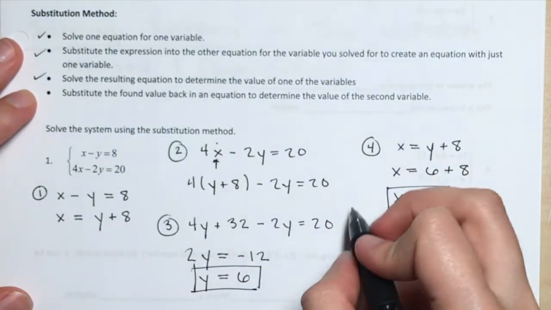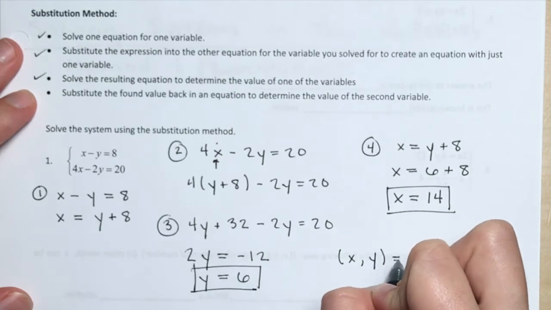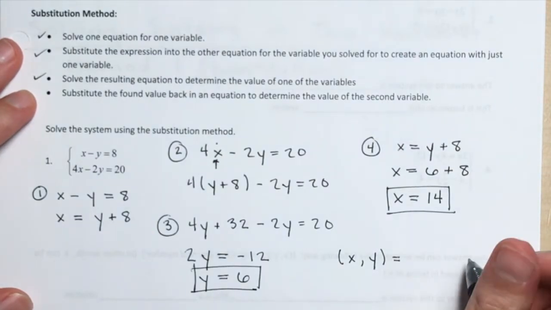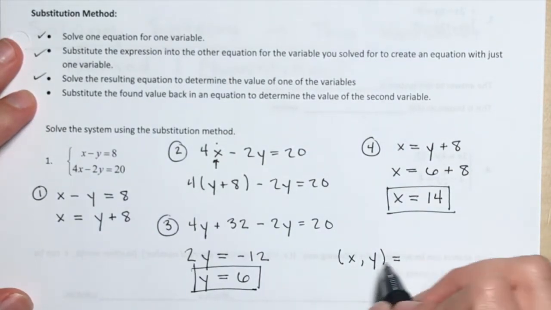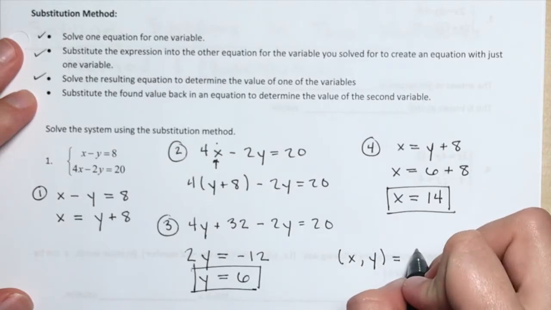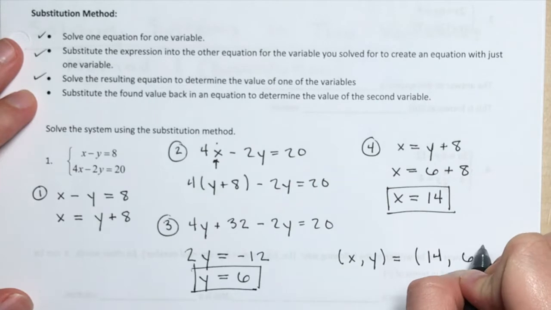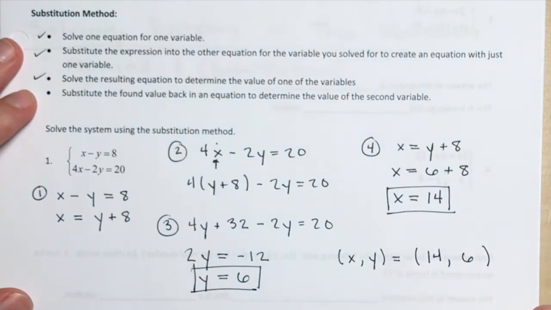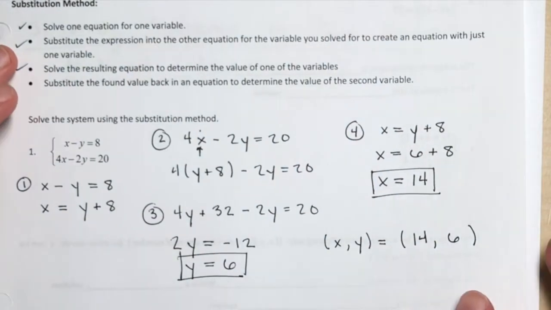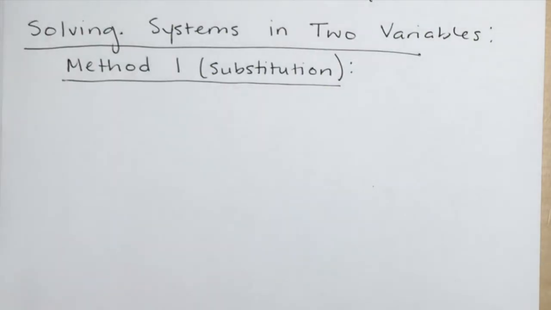This is my answer. In WebAssign, you're often asked to give the solution in this form, so as x and y. So here, that would just look like 2, negative 6. Great, okay, let's do a couple other examples.